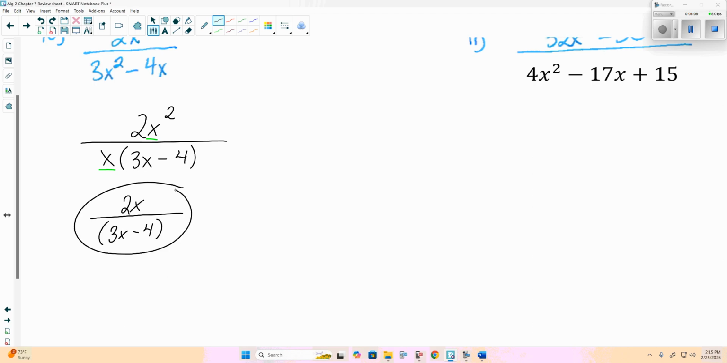Now, since the x was outside the parentheses and being multiplied with our 3x minus 4, that's why we can simplify it and the x squared on top. But the 3x and 2x won't simplify because the 3x minus 4 on bottom locks those two together. That's as far as that goes. Questions on this here?